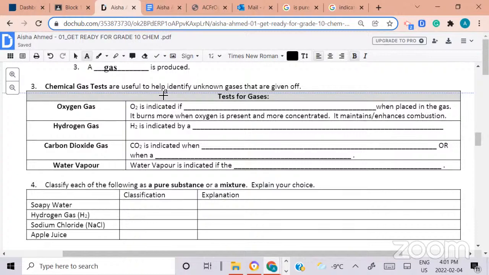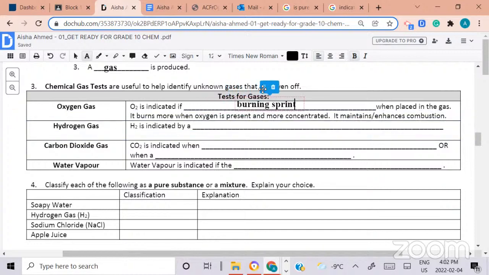So there's three main chemical gas tests that you would do if you have an unknown gas. How would you test to know which one it is? Oxygen gas is indicated if blank when placed in a gas when blank. So this is a burning splint, I think. A burning splint, right? What's a burning splint?